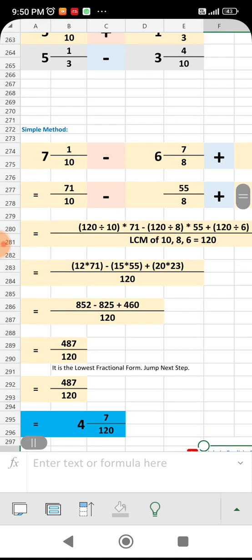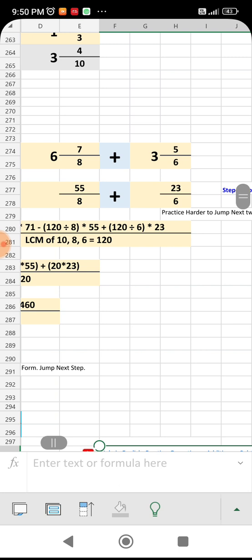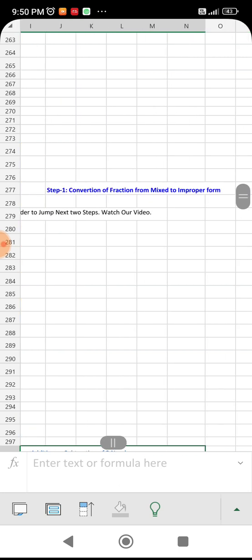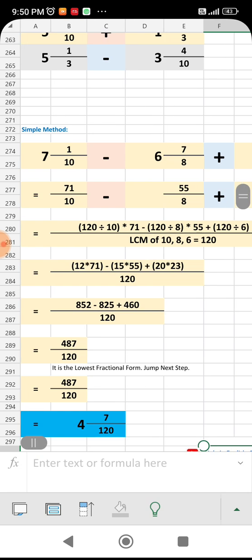Here also, in case of three fractional additions, four fractional number addition, subtraction, you just have to remember one thing. In your book you will see that you should follow only the simple method. But the simple method is not really simple, because this multiplication, this division is much tougher.